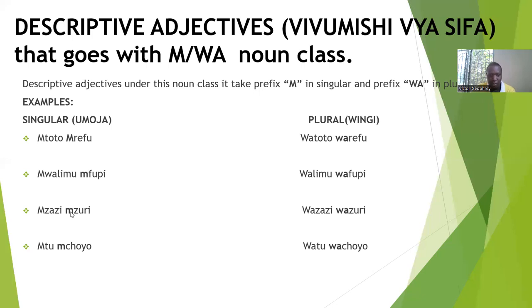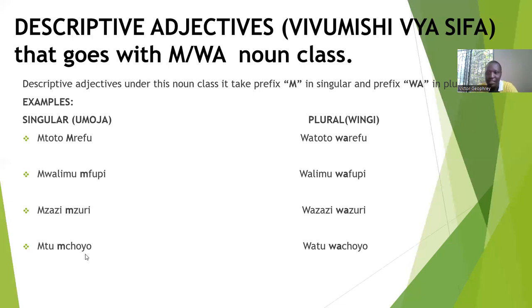Mzazi mzuri. Zuri is good, and zuri is the root of the word. So we say mzazi. Mzazi is a parent. Good parent, mzazi mzuri. Then in plural is wazazi wazuri. Then there is mtu mchoyo.